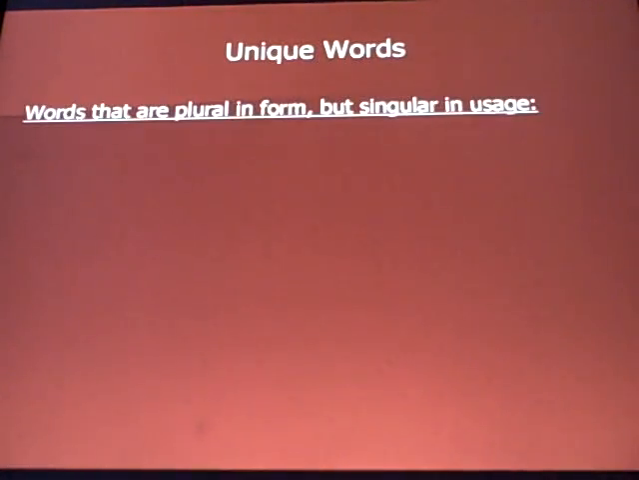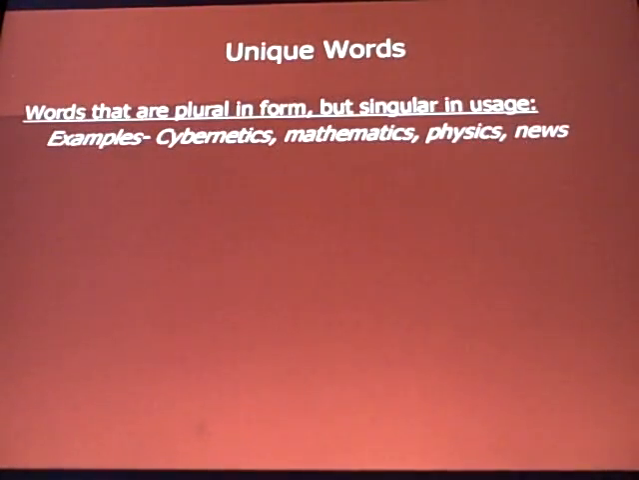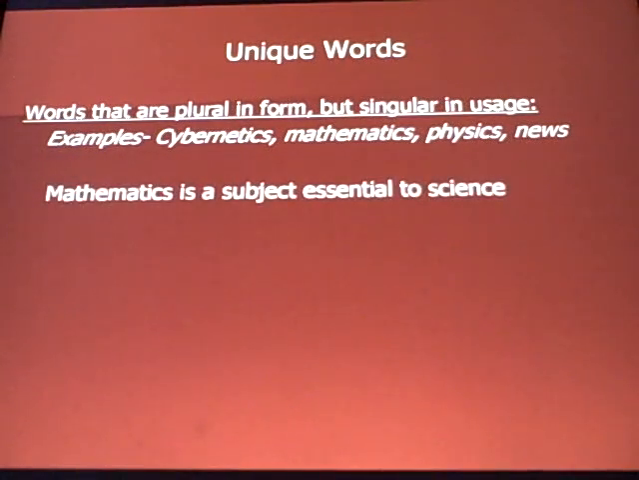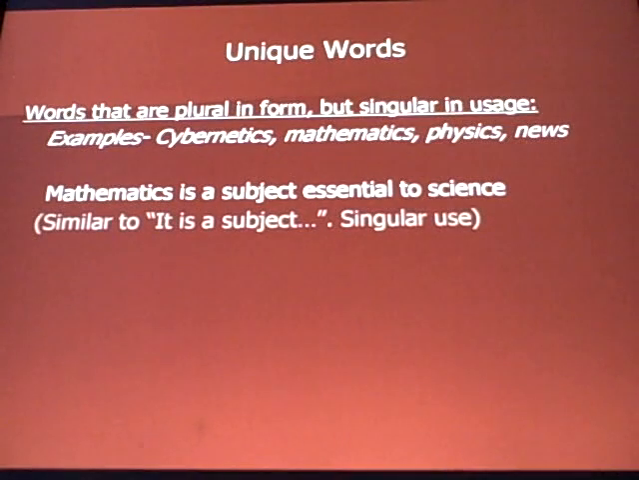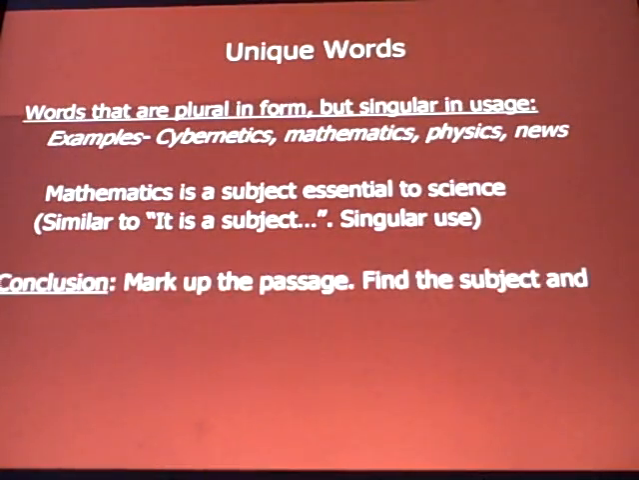Unique words. Words that are in plural form but are used in a singular way. Cybernetics, mathematics, physics, news. All words that appear at the surface to be plural but they're used in a singular way. Here's an example. Mathematics is a subject essential to science. You could replace mathematics with it is a subject, and it's a singular use.